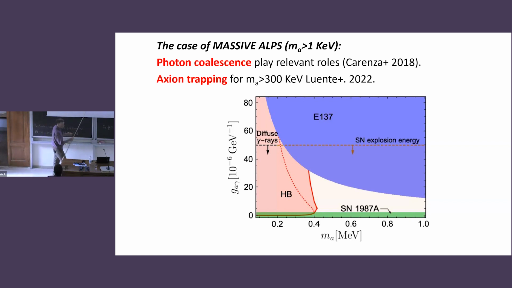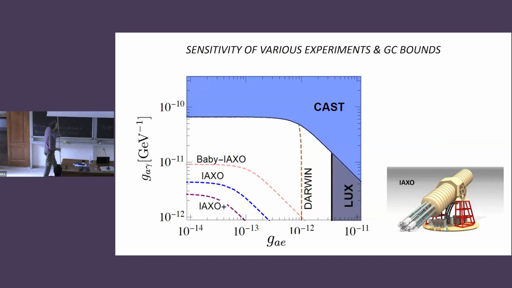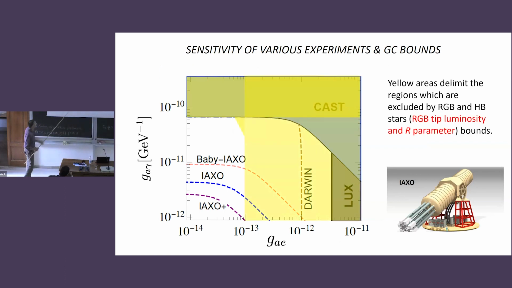Okay, compare it to other bounds. So interesting. In this plot, which is a two-parameter plot, we have the coupling with photons and the electrons and the limits achievable by different experiments, present and future experiments. The bounds we get from stars, from globular cluster stars, exclude this yellow area here. So I think this is the most interesting result that we can eventually discuss.